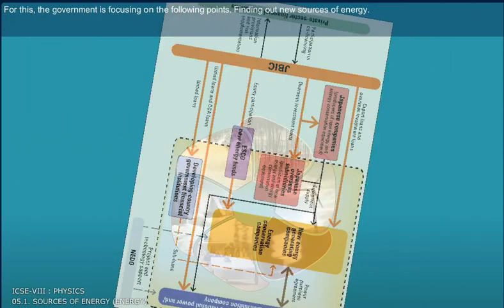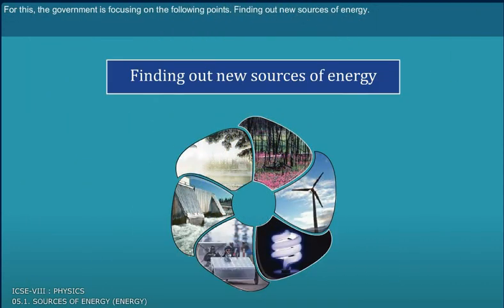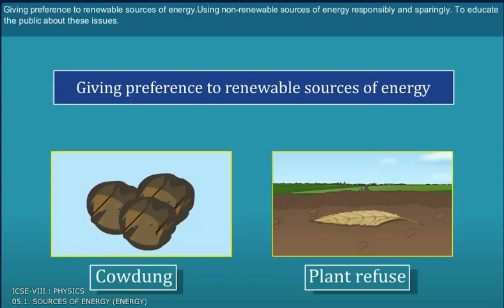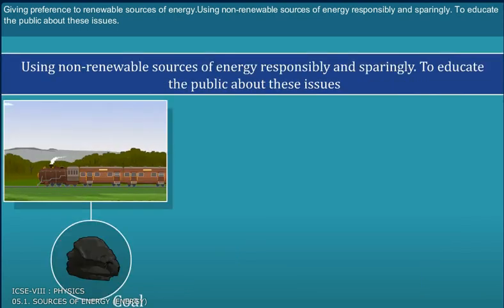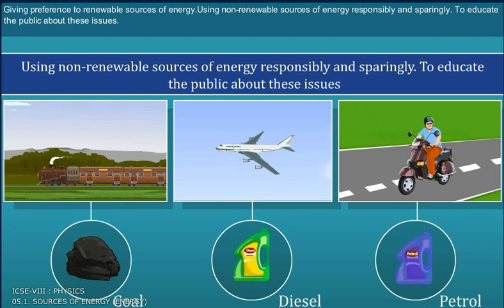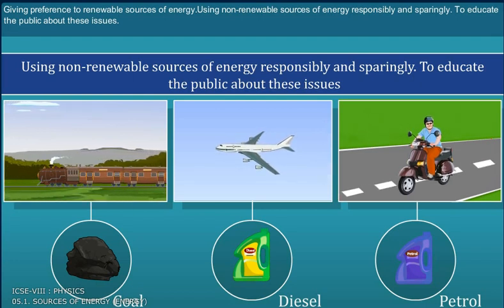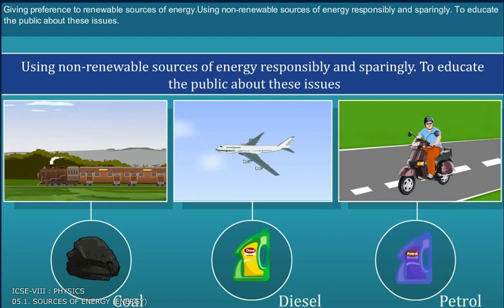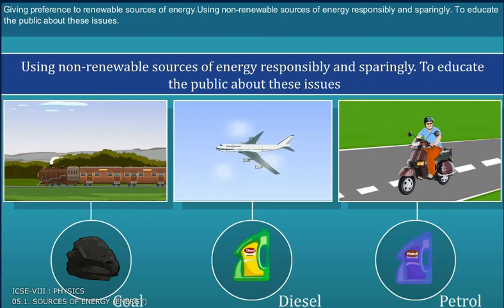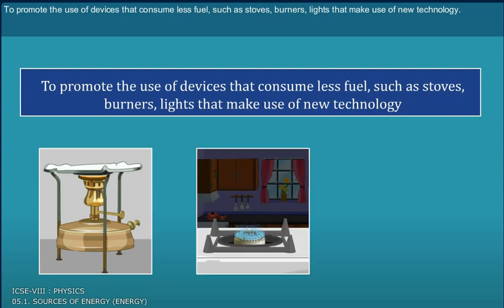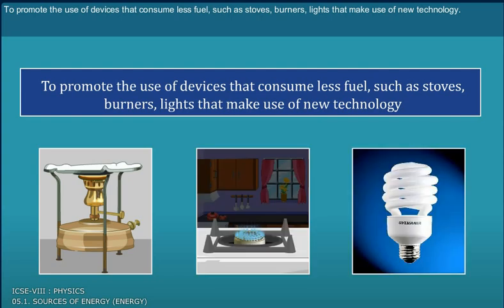For this, the government is focusing on the following points. 1. Finding a new source of energy. 2. Giving preference to renewable source of energy. 3. Using non-renewable sources of energy responsibly and sparingly. 4. To educate the public about these issues. 5. To promote the use of devices that consume less fuel, such as stoves, burners, lights that make use of new technology.